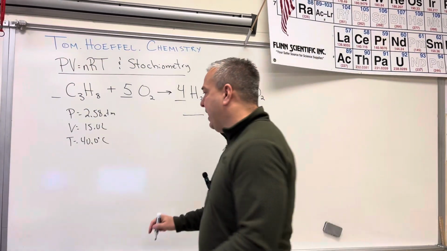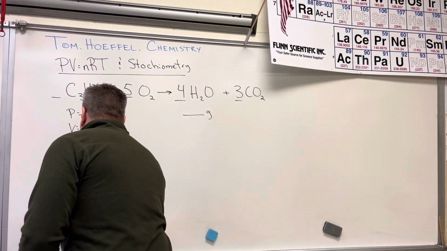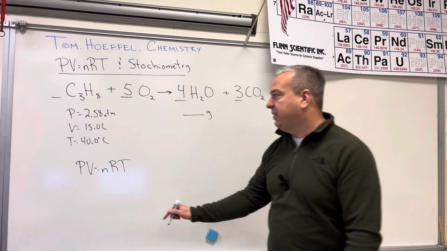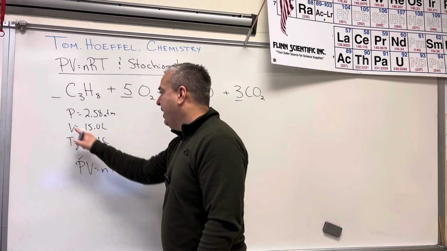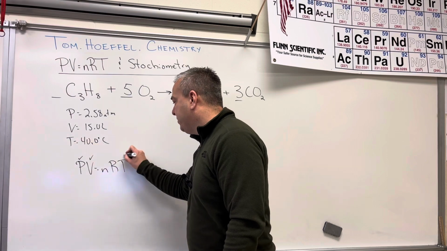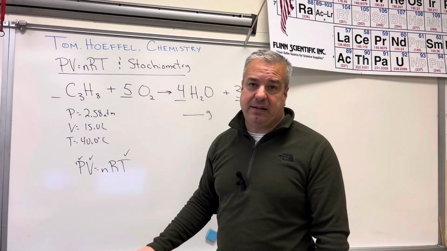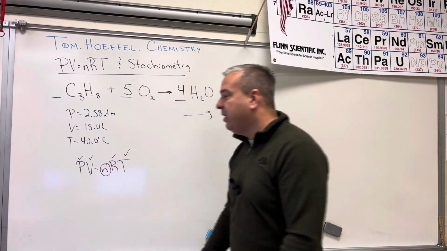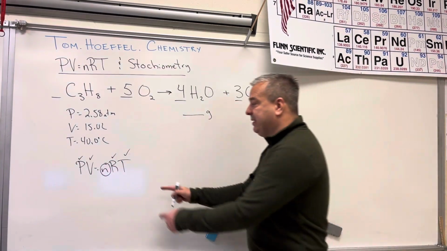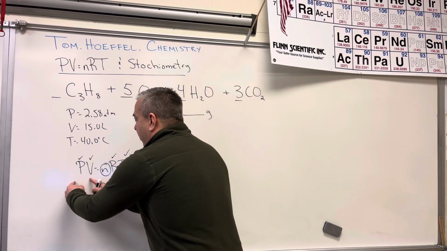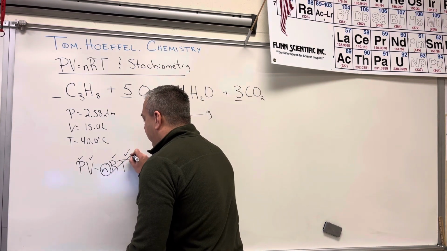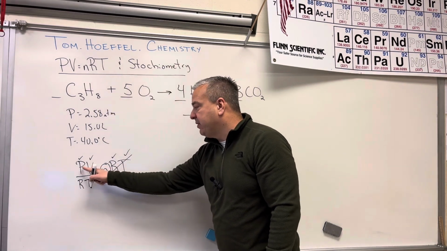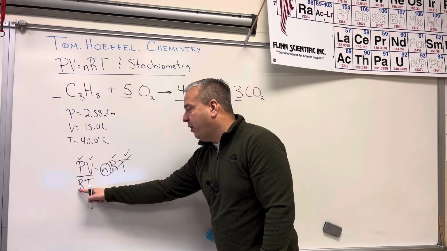And if I use the ideal gas law, PV equals nRT, well, I have three of the four variables. I have the pressure, check. I have the volume, check. I have the temperature, check. And I know what the ideal gas constant is, which is R, check. So that means I can figure out what moles are by simply dividing both sides by RT. And that means that moles is equal to the pressure times the volume divided by R and T.